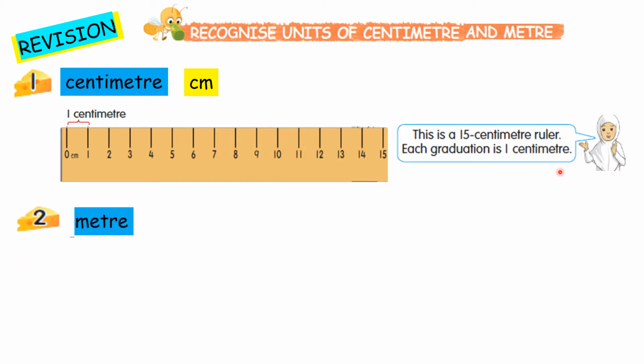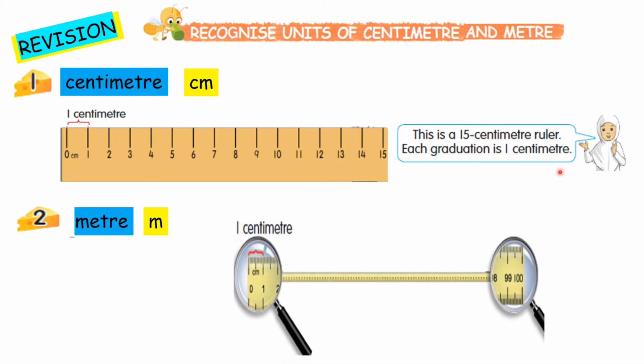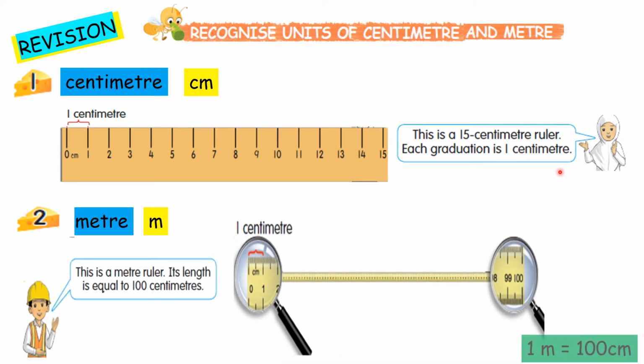Next, meter. The symbol for meter is m. This is a meter ruler. Its length is equal to 100 centimeters. So remember, 1 meter equals 100 centimeters.